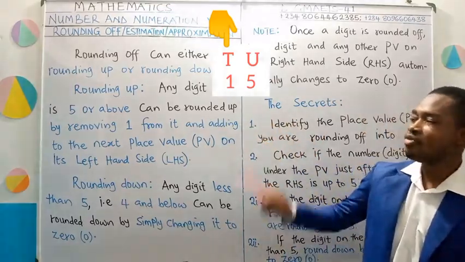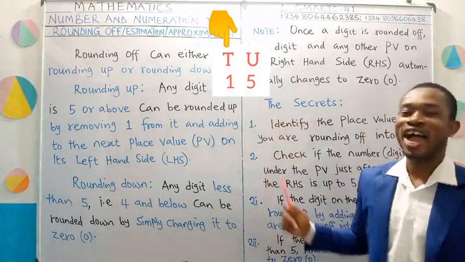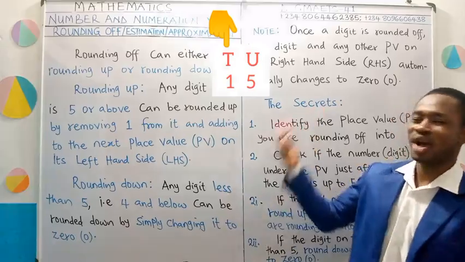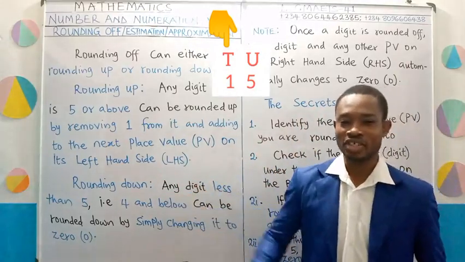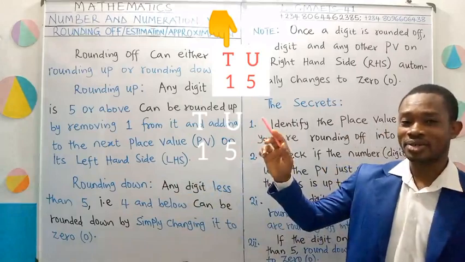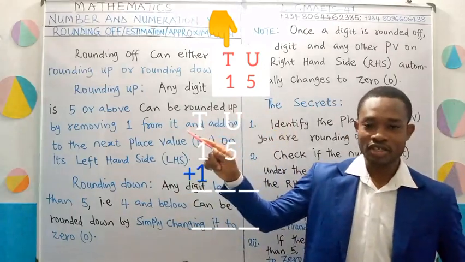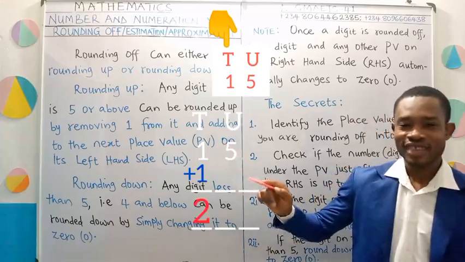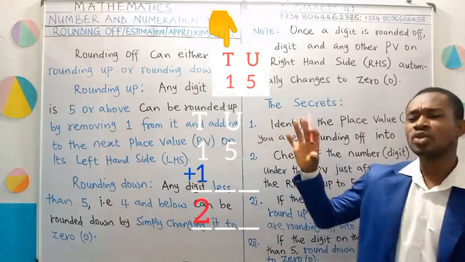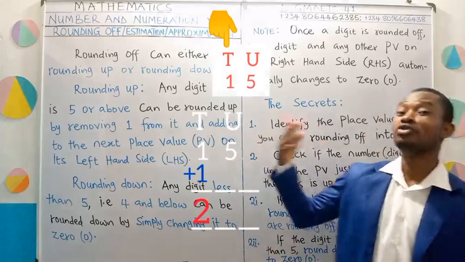Then I'll simply remove 1 from that 5. Just pick 1 and add it to the tens digit. And the tens digit is 1, is that not so? So if you add 1 to the tens digit, it will become 2. Now, when you come to the unit digit, which is 5, that is where you removed 1 from.